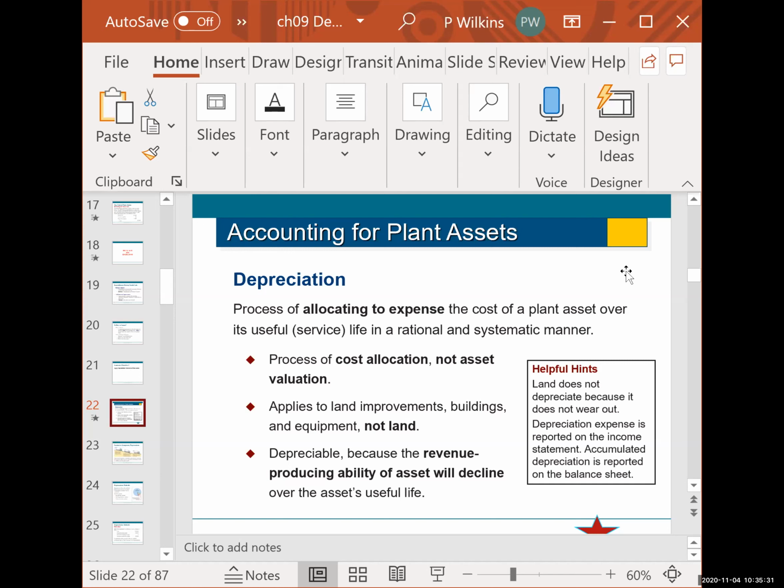So you would move $2,000 of the asset and put it as depreciation expense and you would credit it to accumulated depreciation. And you would do that over the life of the asset.